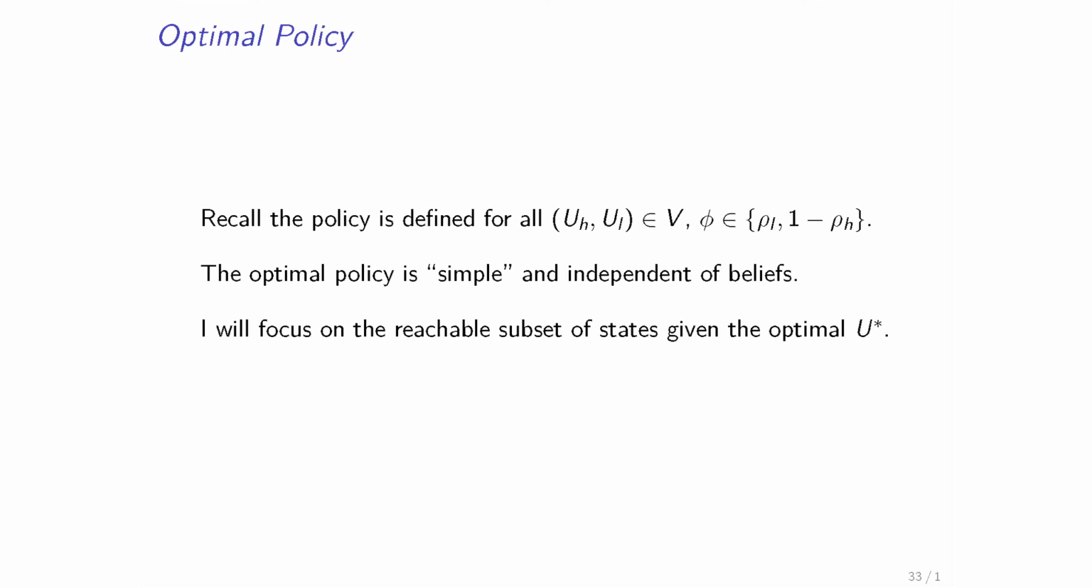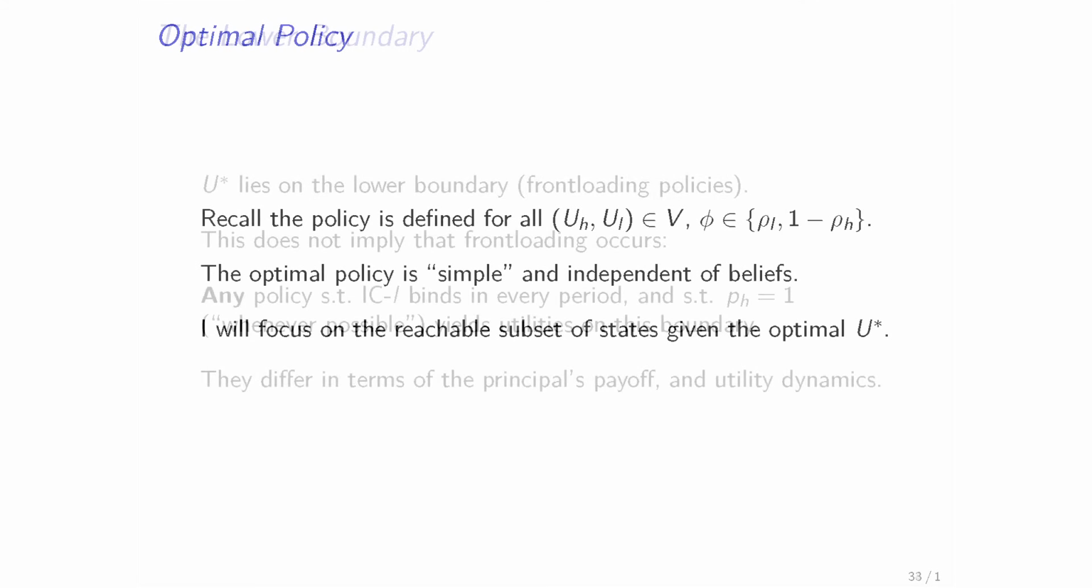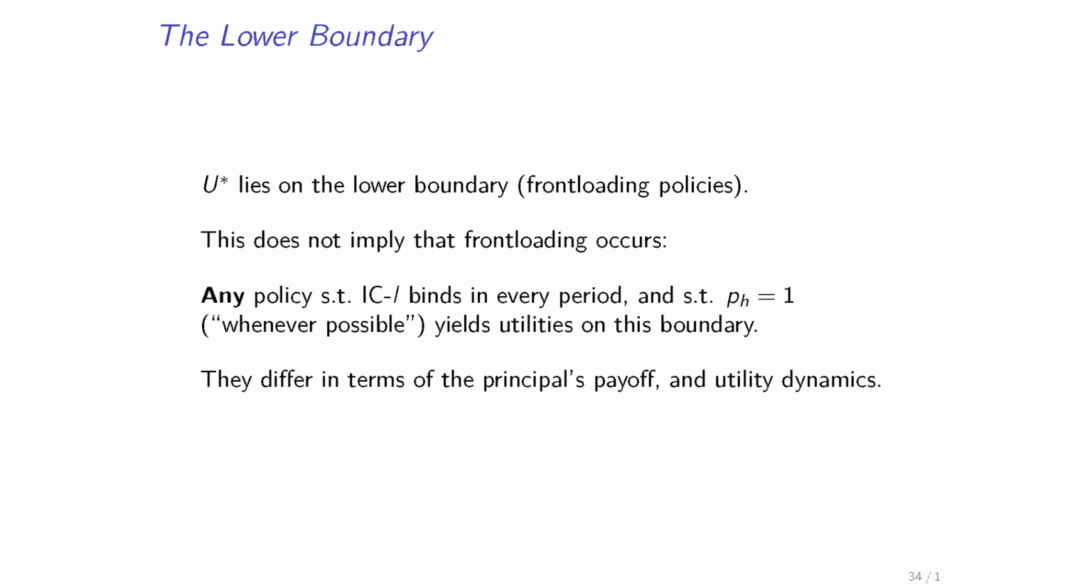And I will focus on the reachable subset if we implement this optimal policy. Eventually, the agent's promised utility will only lie on the front-loading policies. This does not imply that front-loading policies occur in this environment. Still, the principal always implements the efficient policy as long as possible. So he produces if the report is high, and he does not produce if the report is low.